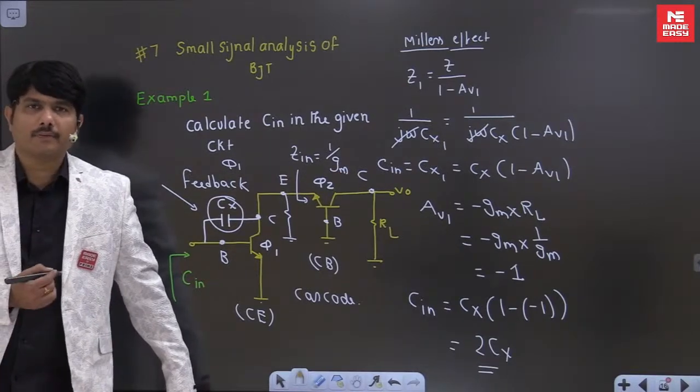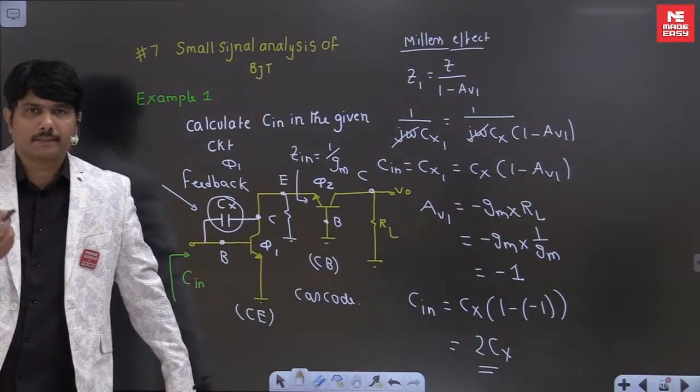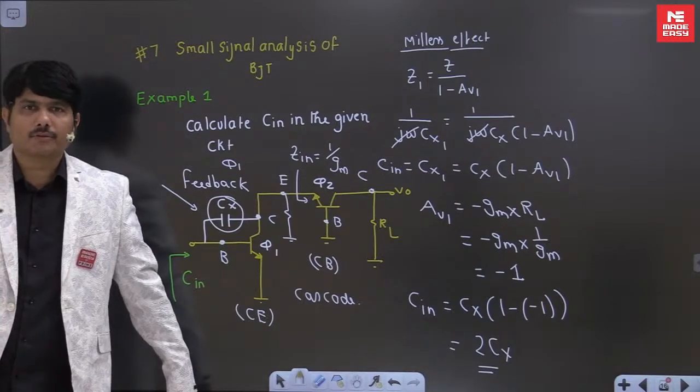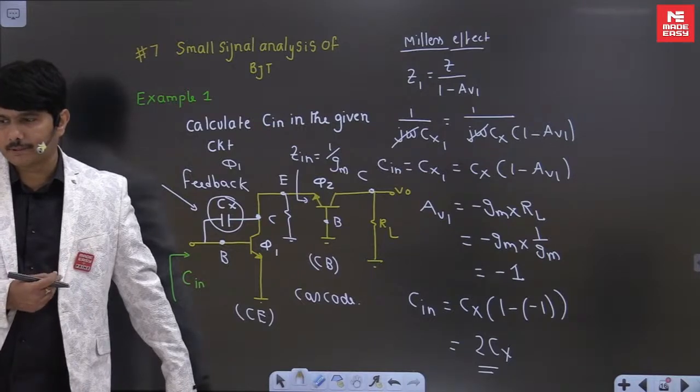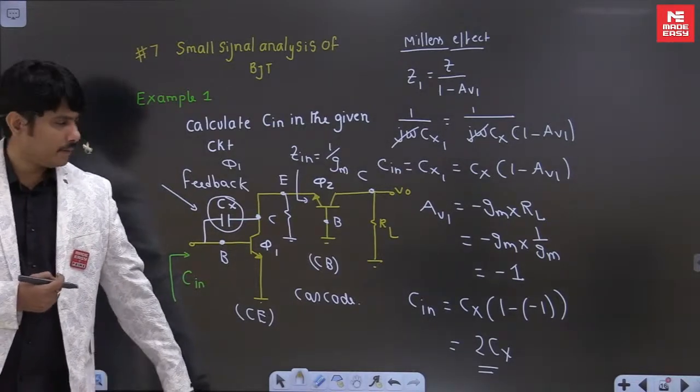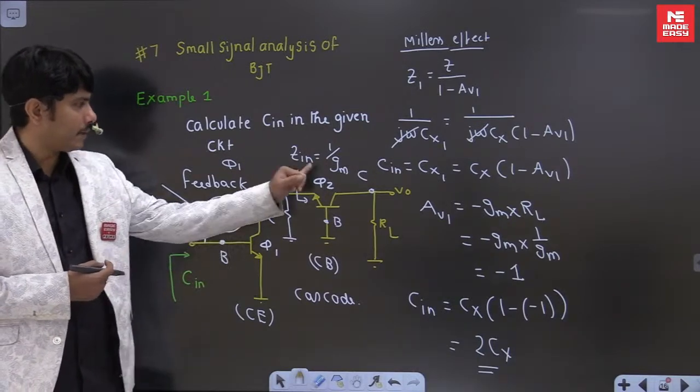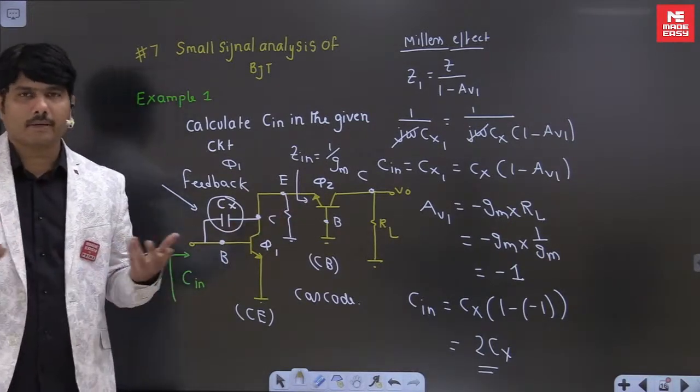I think here we have used a technique called Miller's theorem. Miller's theorem, most of the time we use in analog electronics. Try to have a grip on that concept. Most of the students may make a mistake on this. They may not take the AV1, they may take the overall gain. The answer will be different.